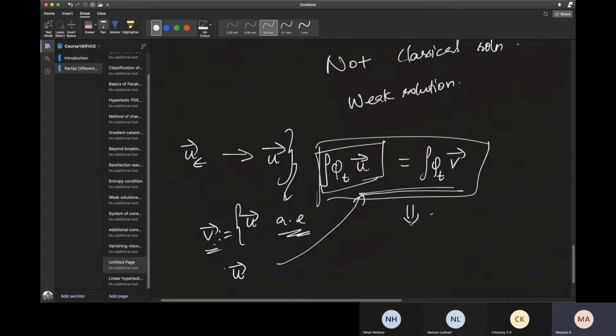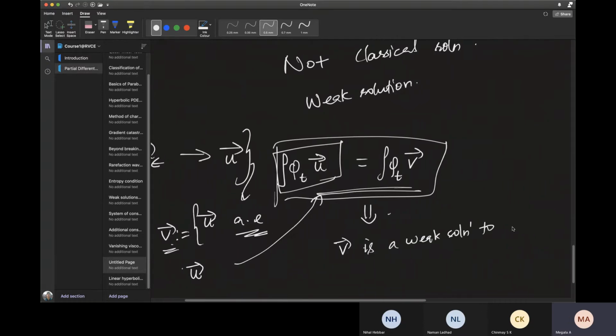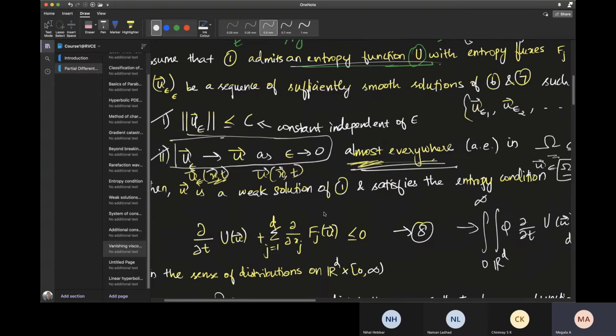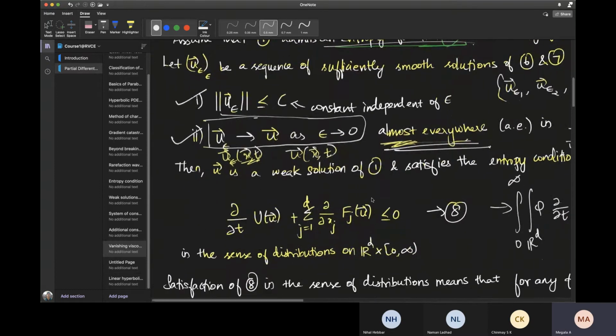So this way we say that this v vector is a weak solution to your actual conservation law. So that is what this means.